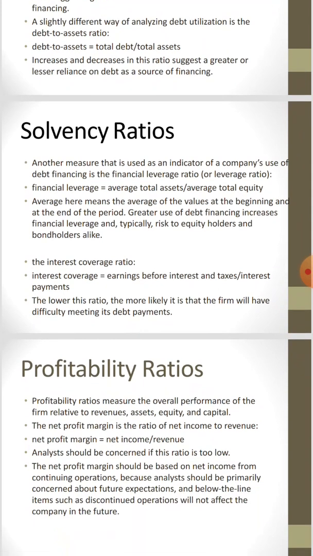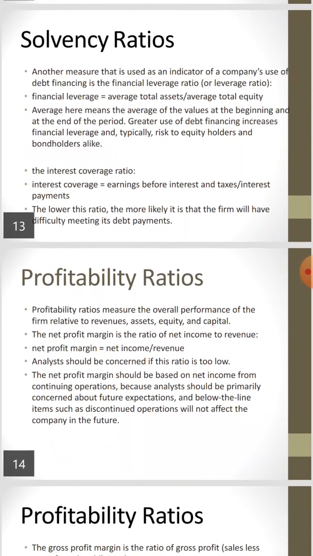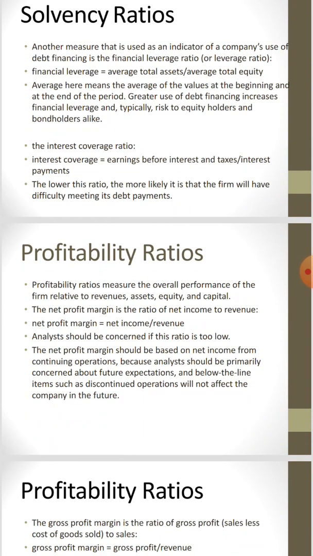Okay, and then we'll look at the interest coverage ratio. This is also a solvency ratio. So to calculate the interest coverage ratio, we say earnings before interest and taxes divided by the interest payments. The lower this ratio, the more likely it is that the firm will have difficulty meeting its debt payments. So basically here we are measuring how much our earnings before interest and tax can cover our interest payments.